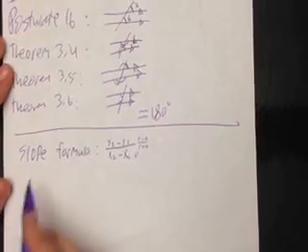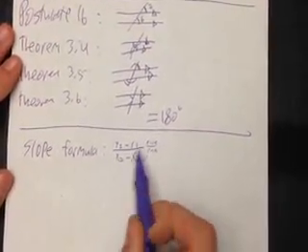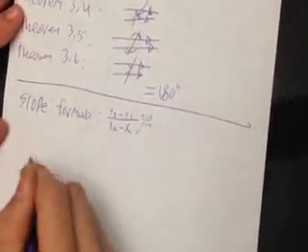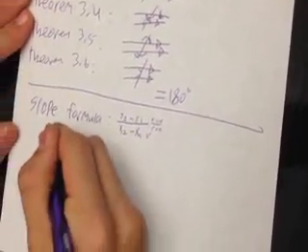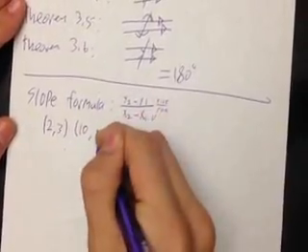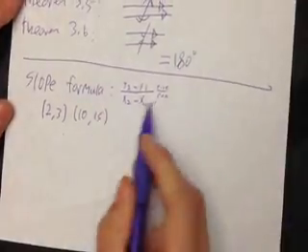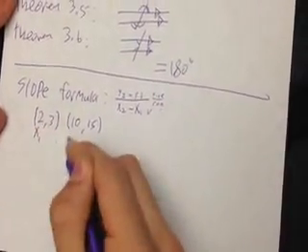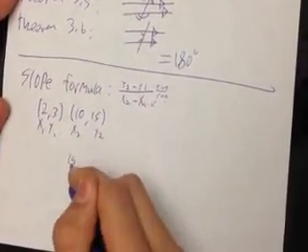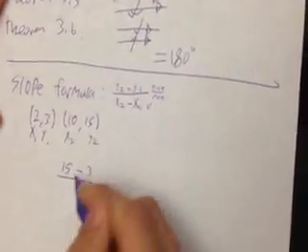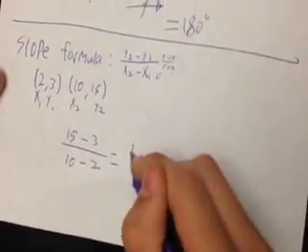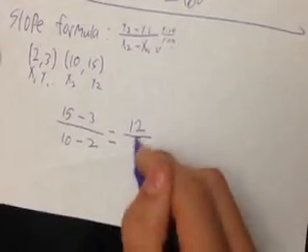Let's do an example. Okay, so we have our slope formula here: y2 minus y1 over x2 minus x1. Rise over run. So let's pick any 2 points. Say we have a line. I'll just use 2 points for an example: (2, 3) and (10, 15). Remember, these are x1, x2, y1, y2. So let's do our equation. 15 minus 3 over 10 minus 2. And that shall equal 12 over 8.